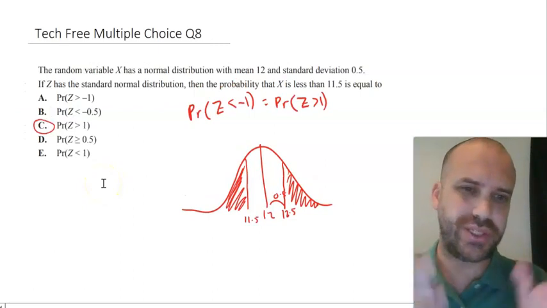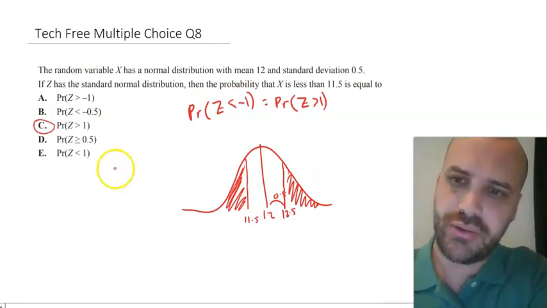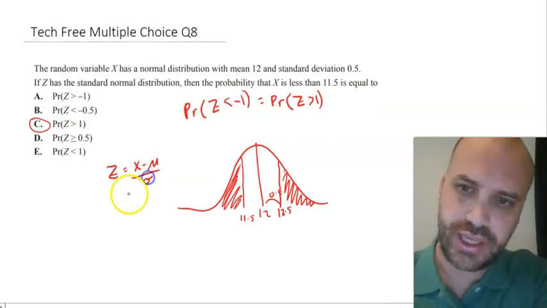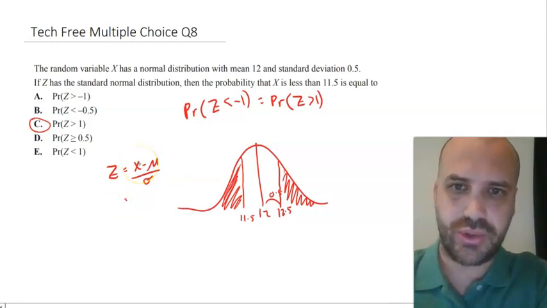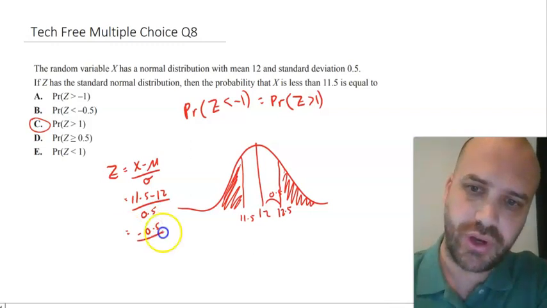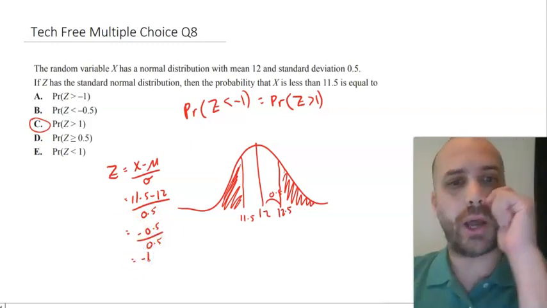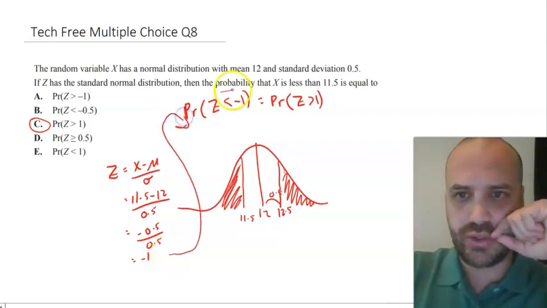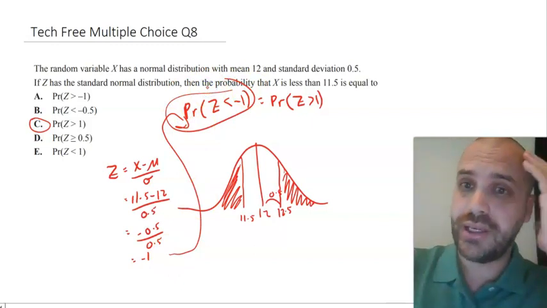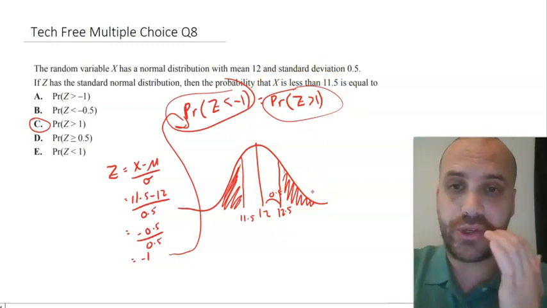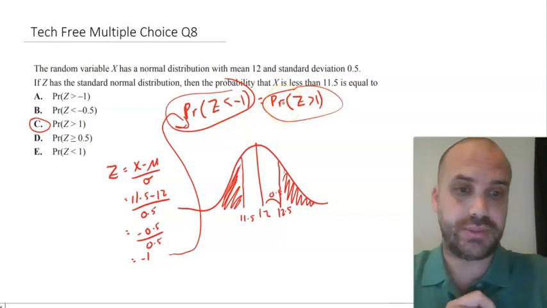Of course, if all this drawing pictures is a little bit uncomfortable for you, you can revert to this formula, Z equals x minus the mean over the standard deviation. So the x score here is 11.5 minus 12 over the standard deviation, which is 0.5. We get -0.5 over 0.5, which is -1. This z-score of -1 should lead you to this idea here, but in order to make the leap to this idea, you still need to understand that symmetry, or you need to see these as equivalent probabilities. Alright, those two were fun.